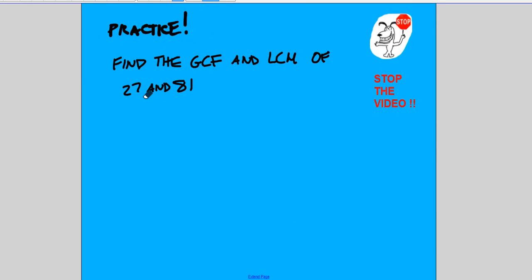I'm using this practice problem to show the prime factorization, but you can do any method you want. So find the greatest common factor and least common multiple of 27 and 81. Stop the video, give it a shot, and then turn it back on and see if you did what I did. Okay, so 27.